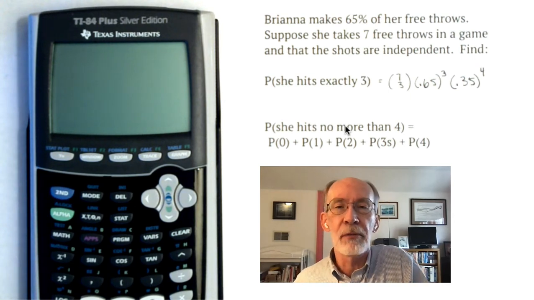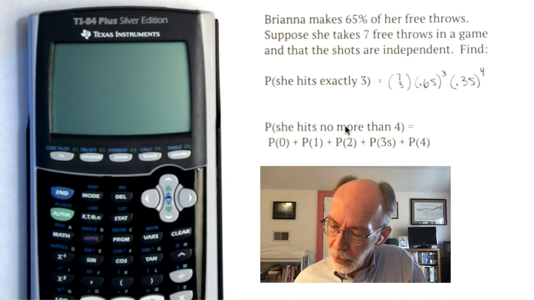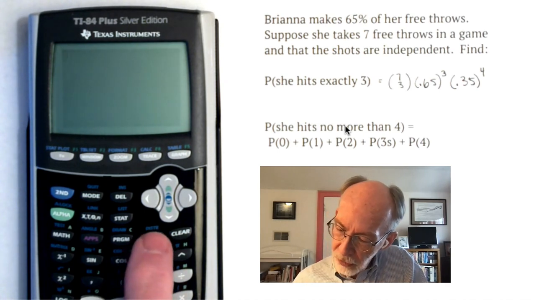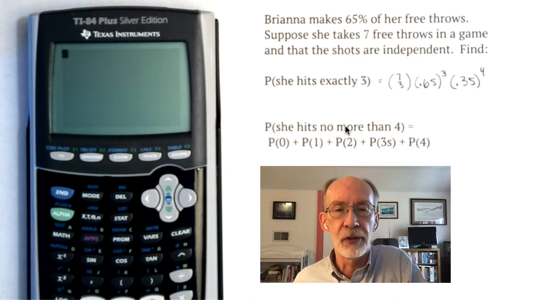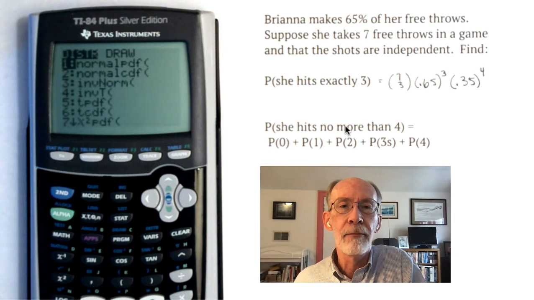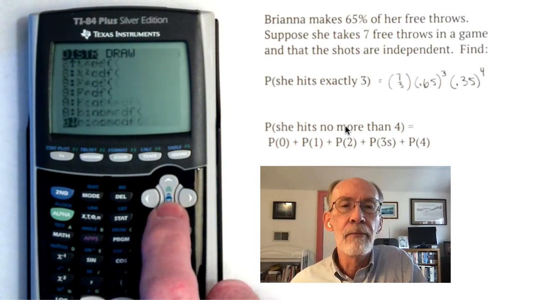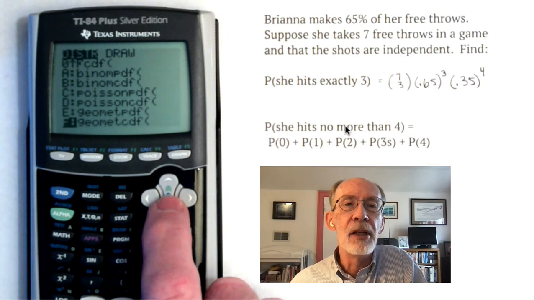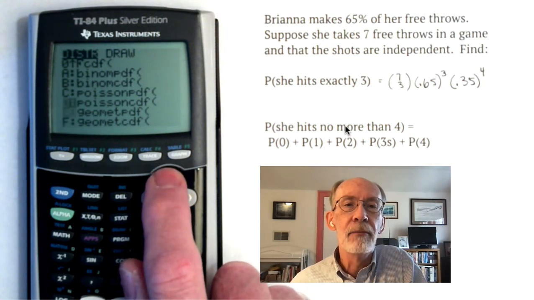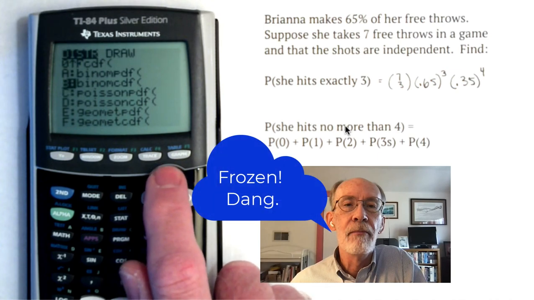But there's a more direct, more specialized route that you can take. What you do is you go to the DISTR menu for distributions. It's right above the VARS key for variables, so that's second VARS for DISTR. And we're going to arrow down a ways to the command binompdf. That stands for probability density function. You certainly don't need to know that.